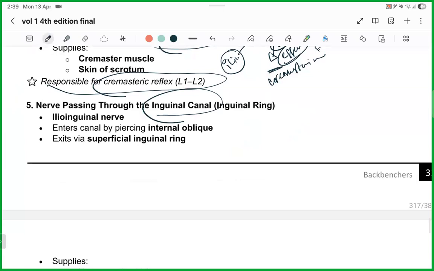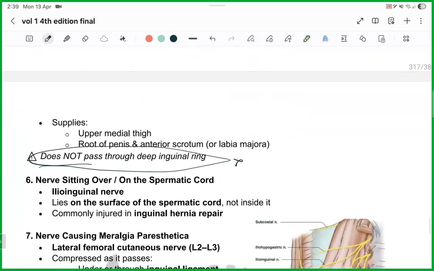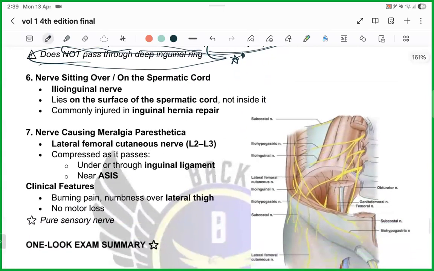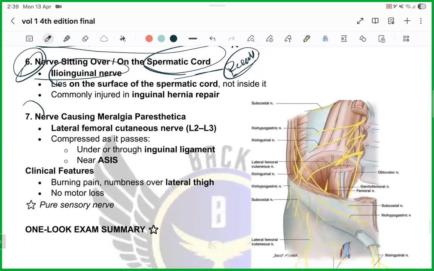Nerve passing through the inguinal canal exits via the superficial inguinal ring, but it does not pass through the deep inguinal ring. Very, very important. Remember these things: root of the penis, anteroscrotum, or labia majora. And it also supplies the upper medial thigh. Nerve sitting over the spermatic cord: ilioinguinal nerve. Everything is a recall, meaning a previous question that came in the exam. Nerve causing meralgia paresthetica. All of these things are 100% important.